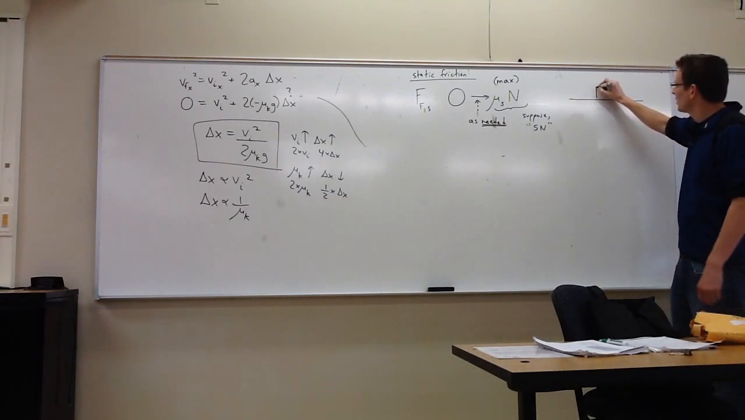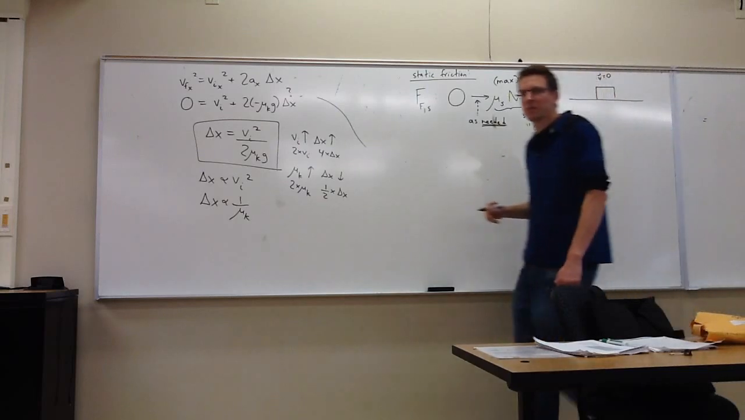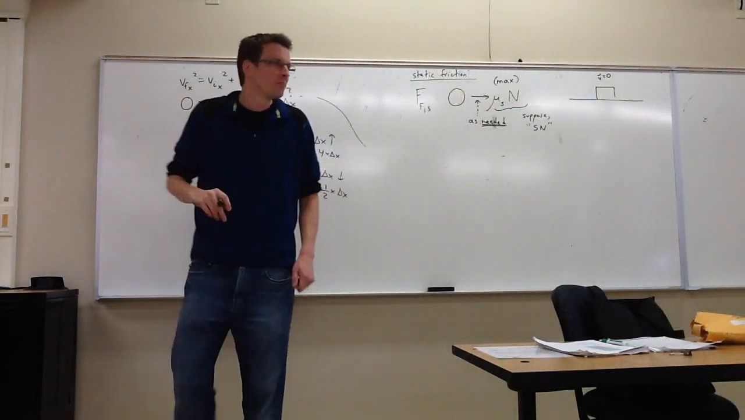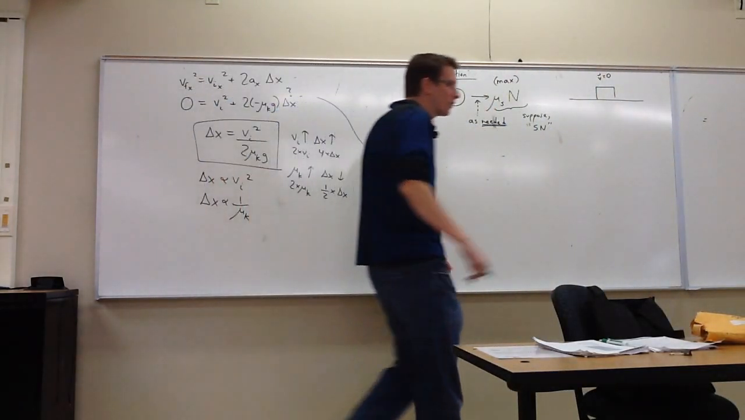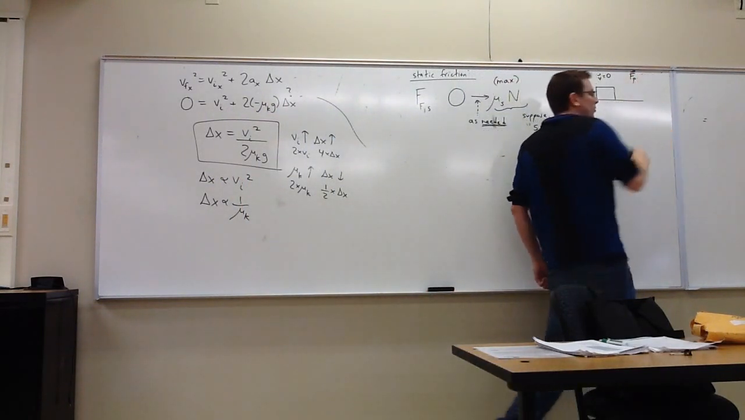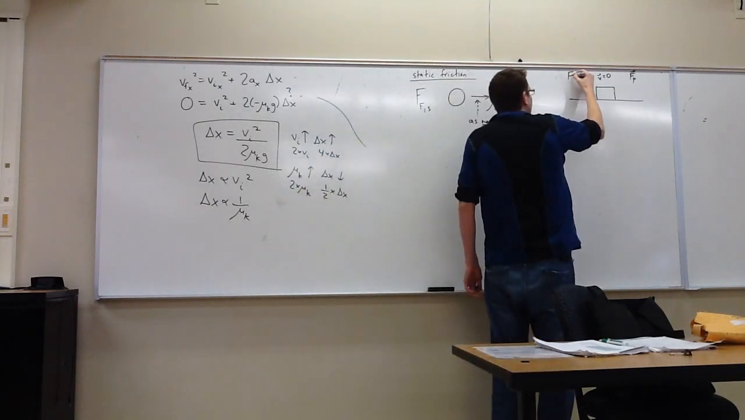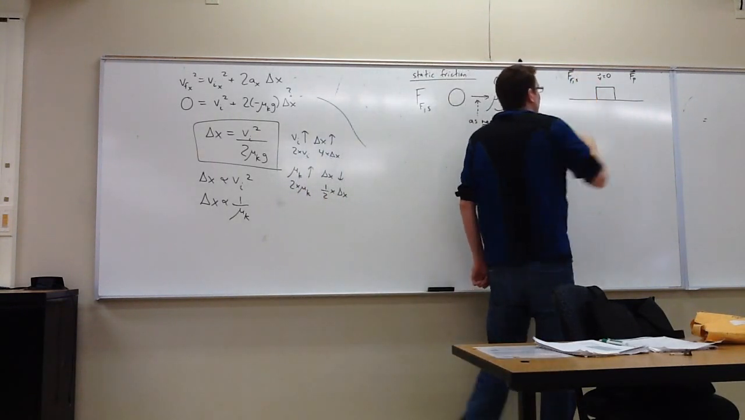So let me have an object. This object is at rest. That's, of course, static friction, the kind of friction that prevents you from moving something. And over here on the right, I'm going to put various pushing forces that I'm going to use to attempt to move it. And on the left, I'm going to catalog the frictional forces that are going to hold me back.